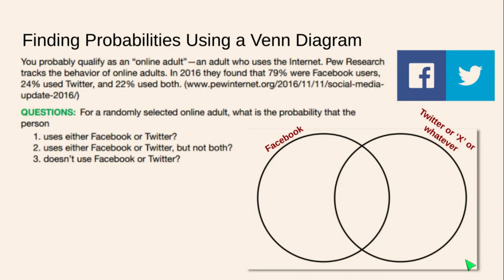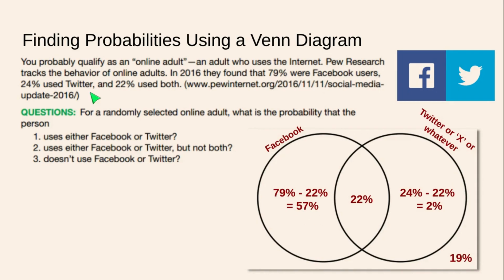So let's start putting some probabilities in these spaces. We have 22% of people who use both. All right, so 22% use both. That goes here, and we plop that right here first. We also know that 79% were Facebook users, but 22% used both. So in the just Facebook and not Twitter category, you have 57%.